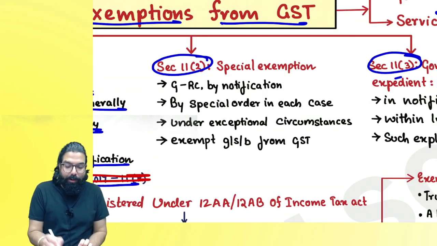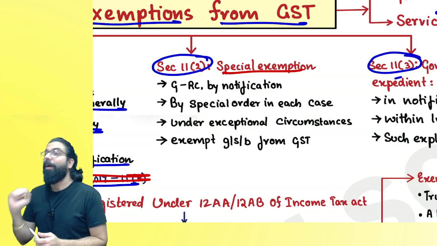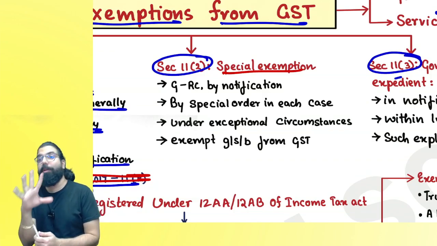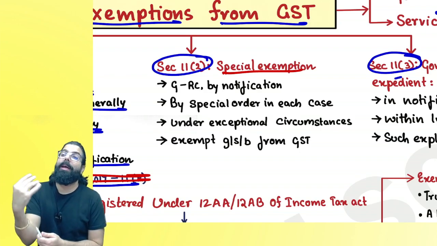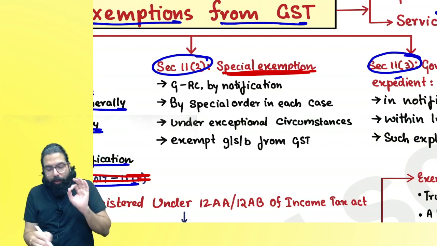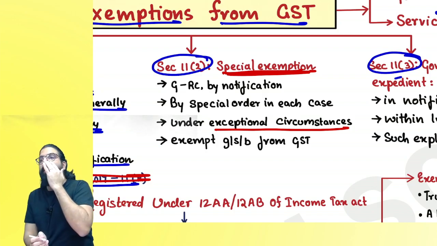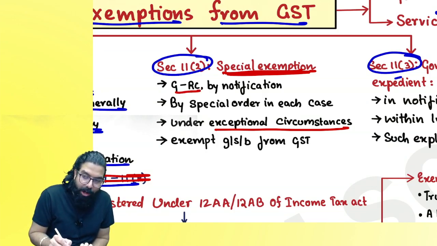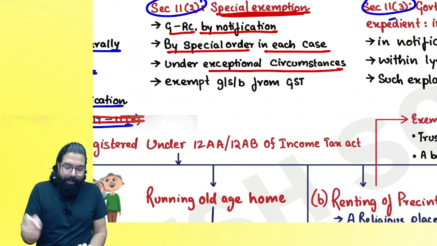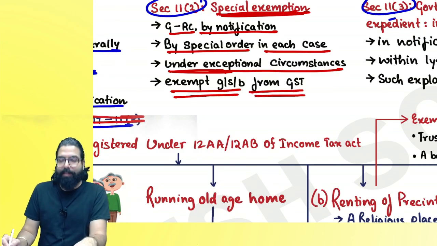The next one is Section 11(2), which says that if a special case is there and the government wants to give a special exemption, then in a special case the government can give exemption. For example, on a case to case basis, the government can give exemption using the power under Section 11(2) in special circumstances. Are we clear, everyone? If there is an exceptional circumstance and the government wants to exempt that particular situation related to GST, then the government, on the recommendation of the council, by notification, by special order, in each case under exceptional circumstances, can exempt goods, services or both from GST.